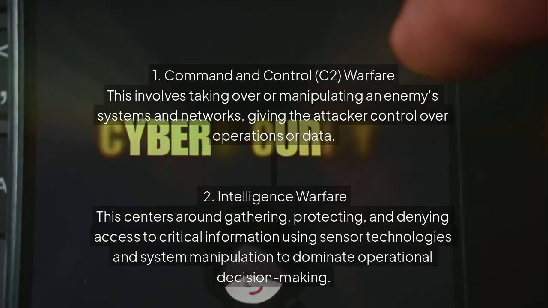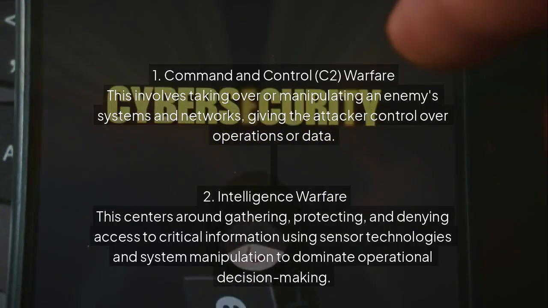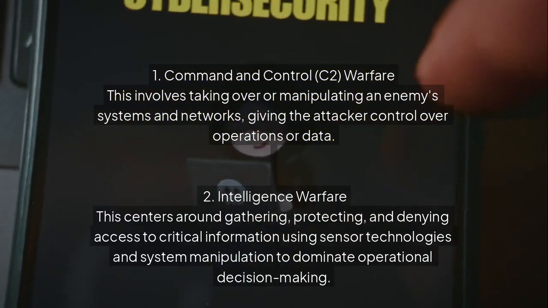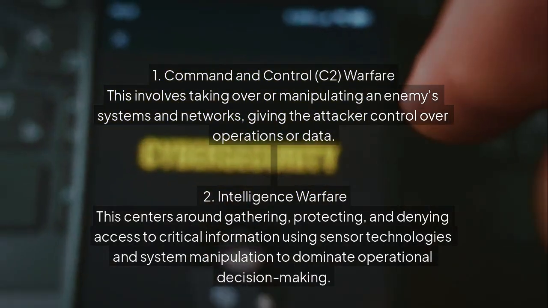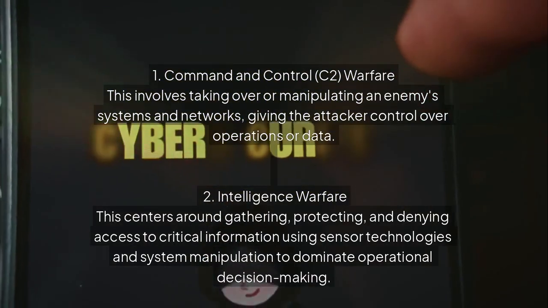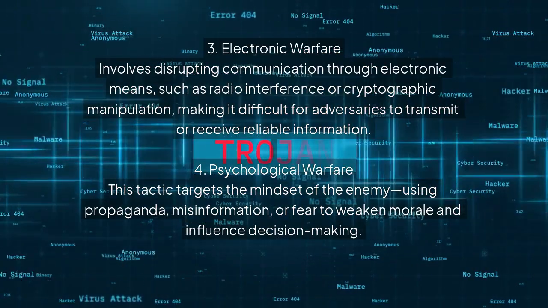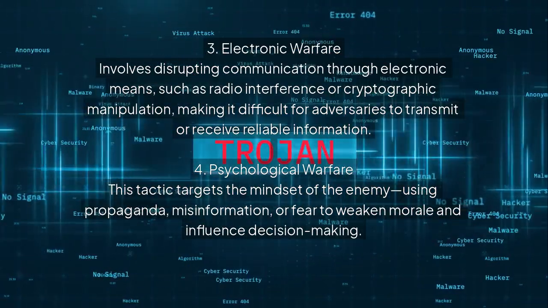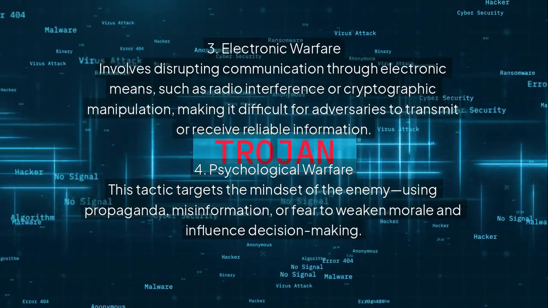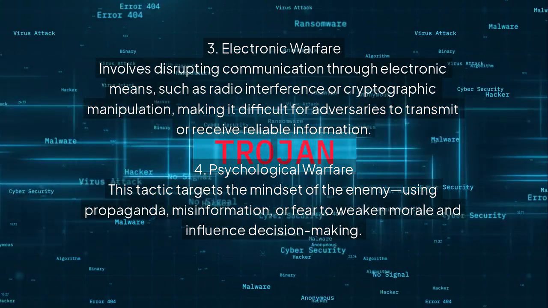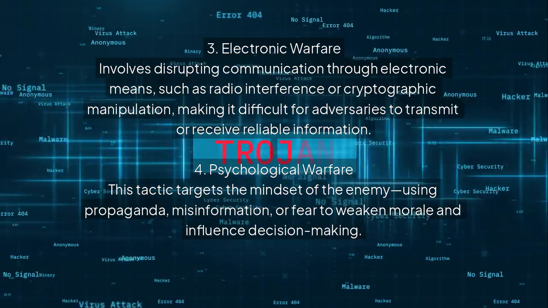2. Intelligence warfare. This centers around gathering, protecting, and denying access to critical information using sensor technologies and system manipulation to dominate operational decision-making. 3. Electronic warfare involves disrupting communication through electronic means, such as radio interference or cryptographic manipulation, making it difficult for adversaries to transmit or receive reliable information.